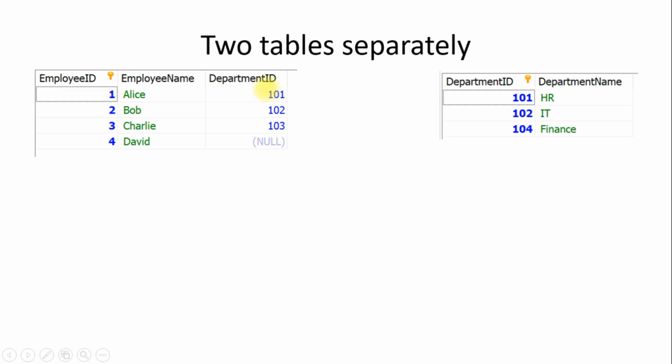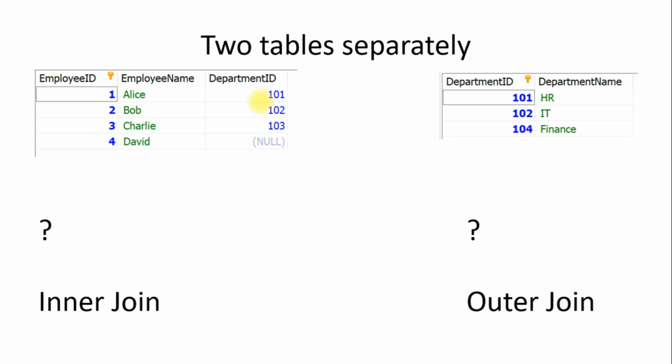So both tables have a common column, department ID. We will join these two tables using inner join and outer join with the help of this common column, department ID. We will see how the inner join will behave and give the result, and how the outer join will give the result.